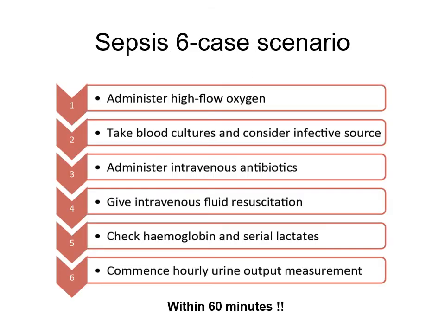Okay, so this next slide outlines the traditional Sepsis 6. You can see here on the slide, you administer high flow oxygen, take blood cultures and consider the source of infection, administer intravenous antibiotics, give intravenous fluid resuscitation, check the HB and lactates, and commence hourly urine output measurements.